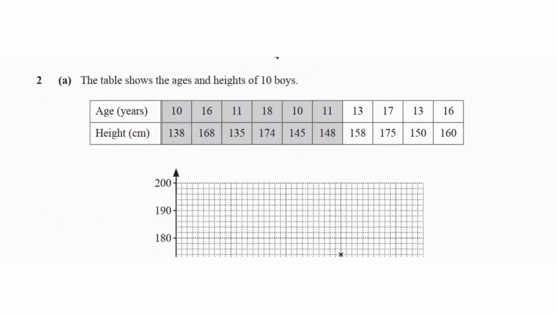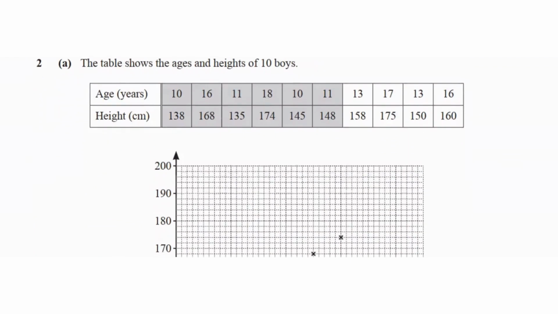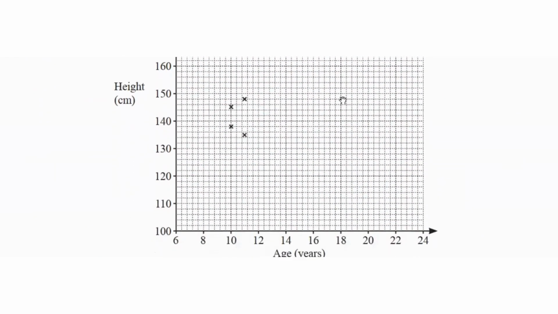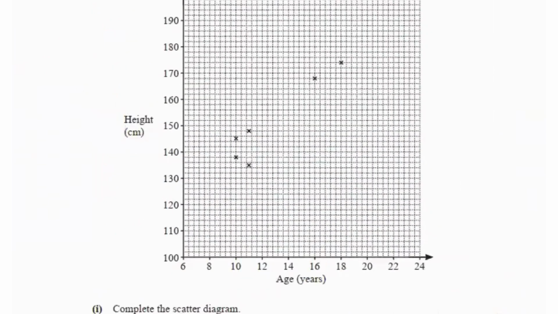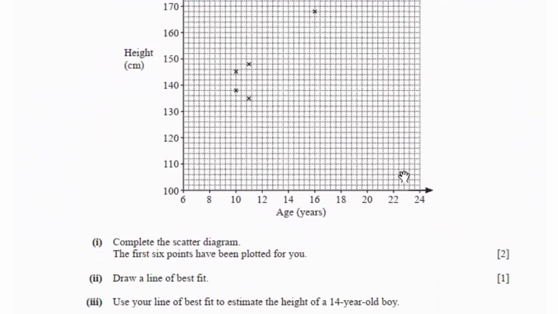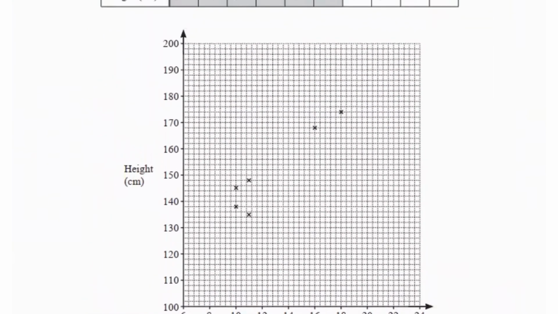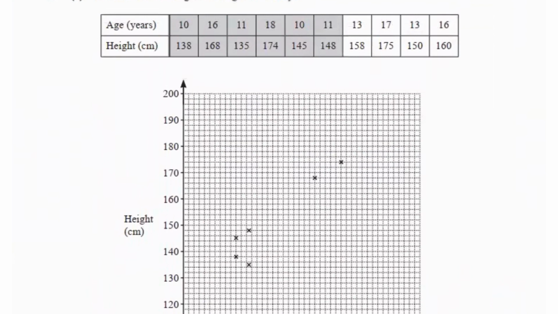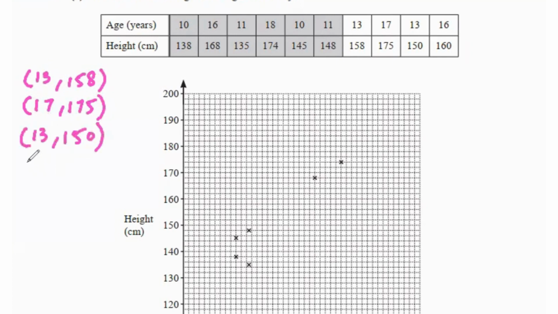Question 2 says the table shows the ages and heights of 10 boys. Then they've given us a scatter plot. Complete the scatter diagram. The first 6 points have been plotted for you. So let's write down the coordinates for the other 4 points. 13 and 158, 17 and 175, 13 and 150, and 16 and 160.